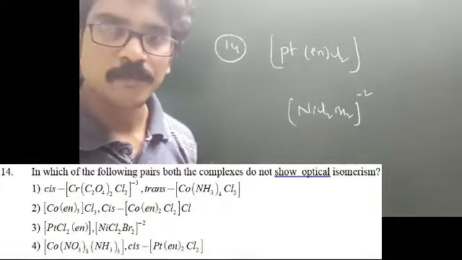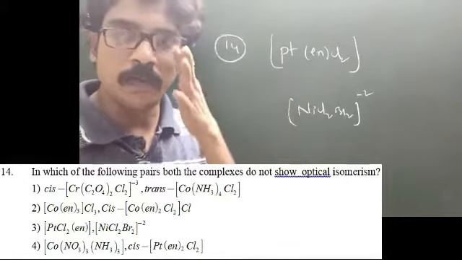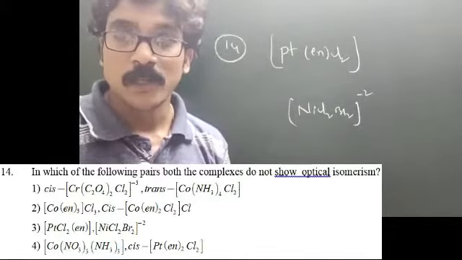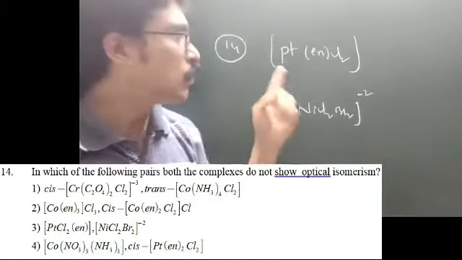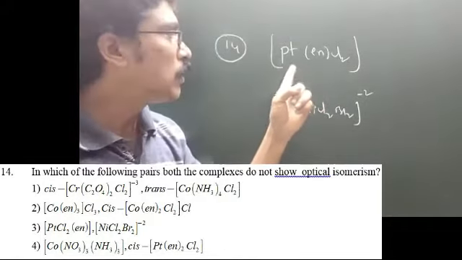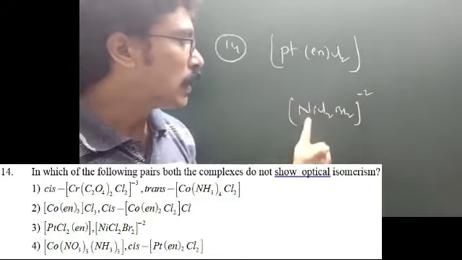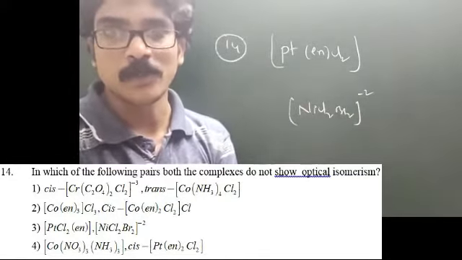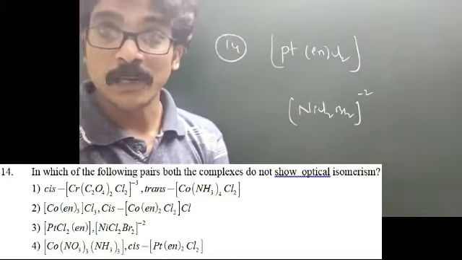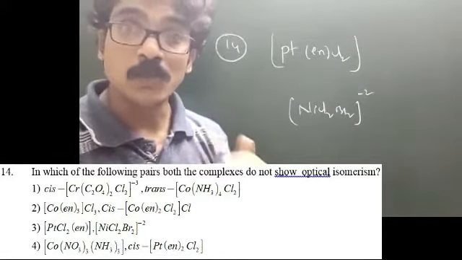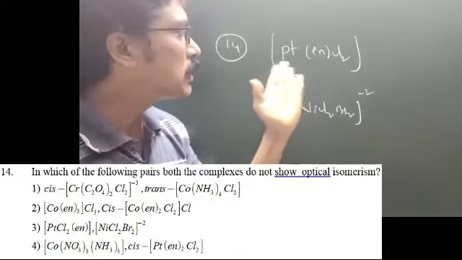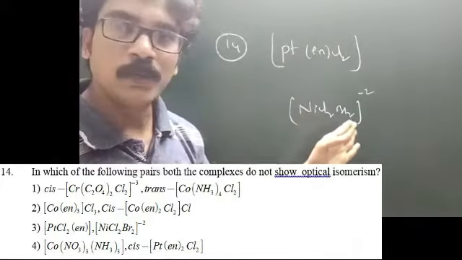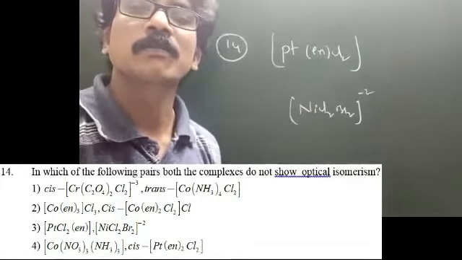Question number 14. Which of the following pairs of complexes do not show optical isomerism? Look at these options. In one option, the molecules are [Pt(en)Cl2] and [NiCl2Br2]. These two complexes do not show optical isomerism. There are some conditions: M(AA)B2 and Ma2B2 type complexes do not show optical isomerism.